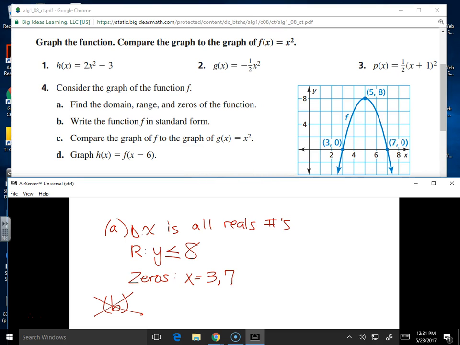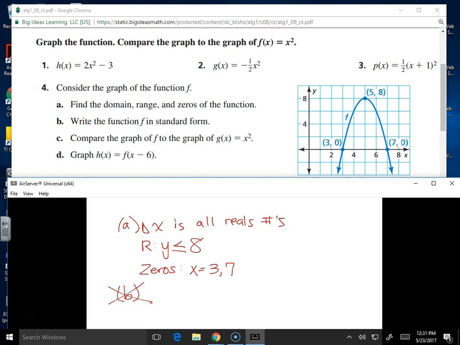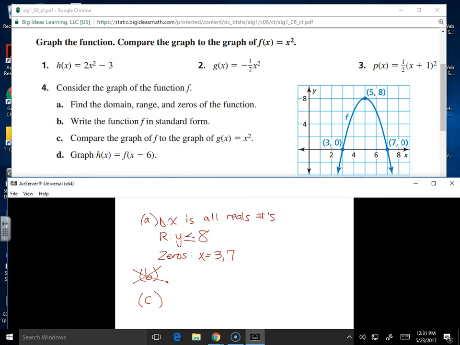For letter C, can anybody see any of those comparative words? Anybody see any comparative words that apply? Shift. It does shift. Where? Go up 8. Good. So I can say it shifts up 8 and right 5.